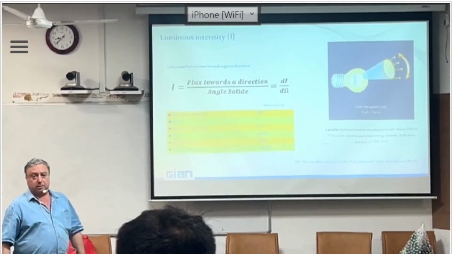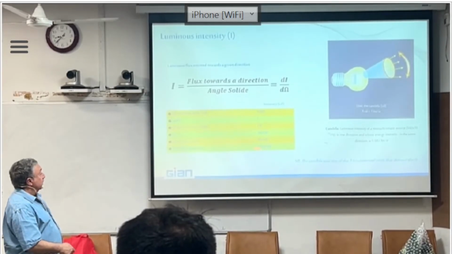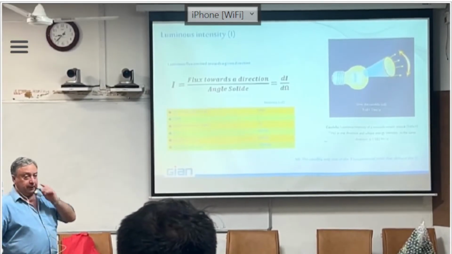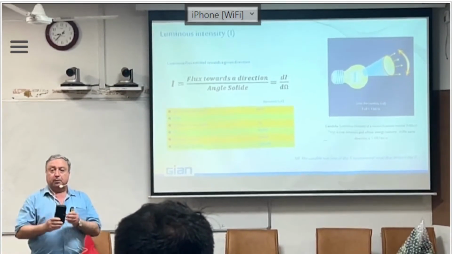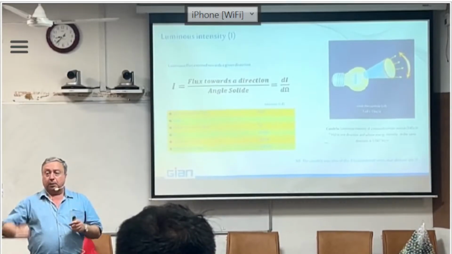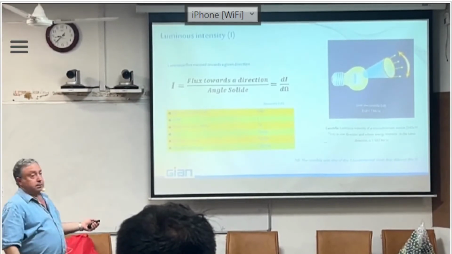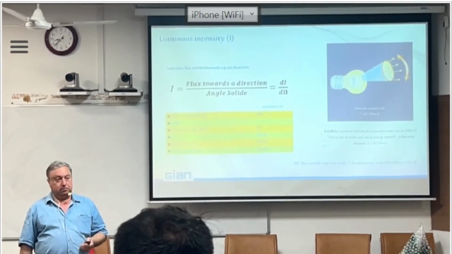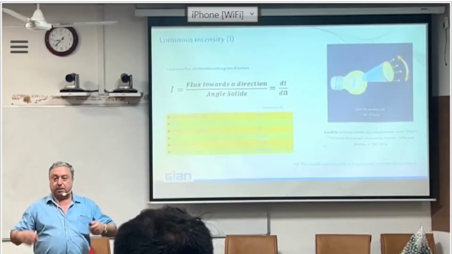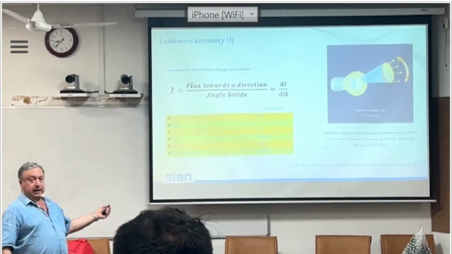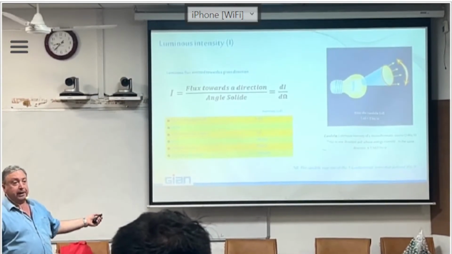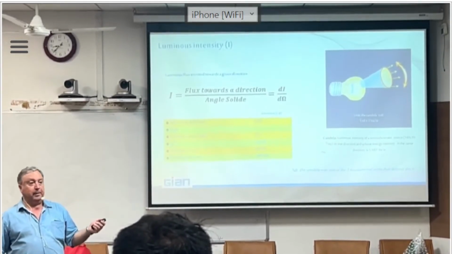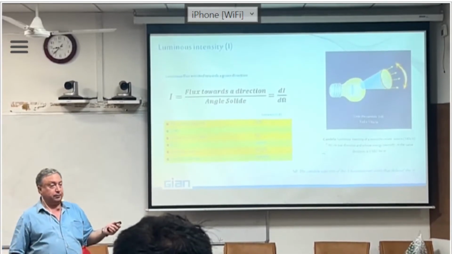A lighthouse for marine use, 3,000 candelas, and a flash tube, even the flash of your mobile phone when you take a photo, can instantaneously reach 1 million candelas. The sun is 1 billion candelas, at least 3 orders of magnitude higher than what we have here. This is why if you look at the sun for a long time, you may be blind for the rest of your life.